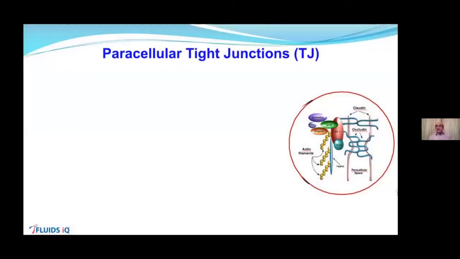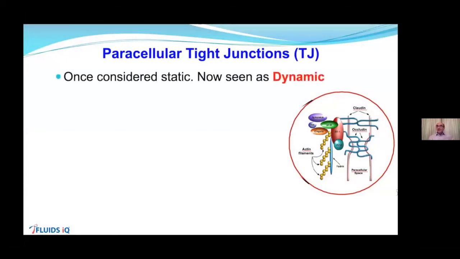So let's take a closer look at this paracellular tight junction area. You see it here on the right. It's made up of a whole series of proteins together in a network, actually a net itself. And it was once considered that it was very static, but we now know it's far from that. In fact, it's just the opposite.